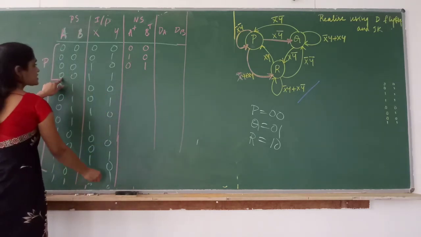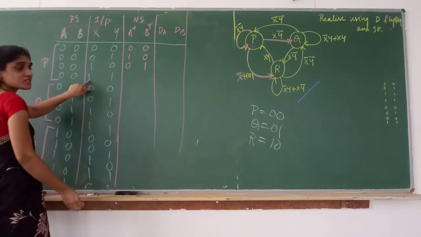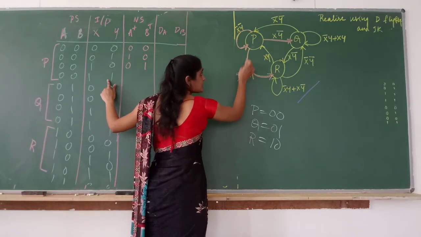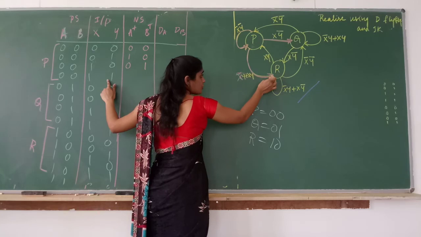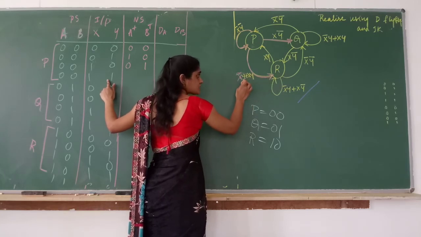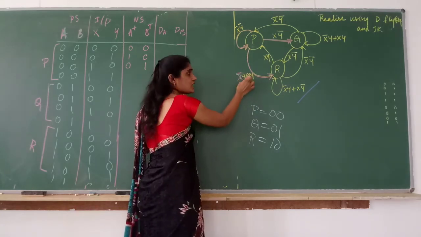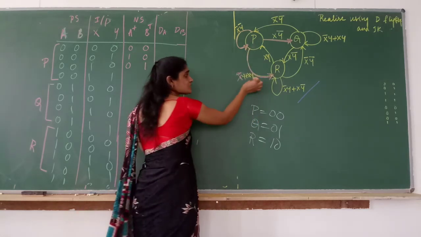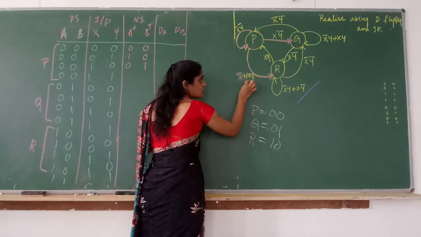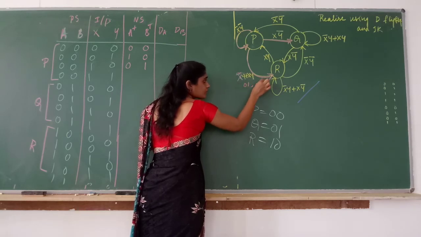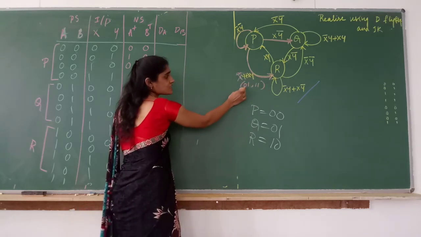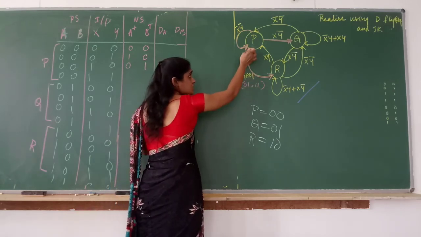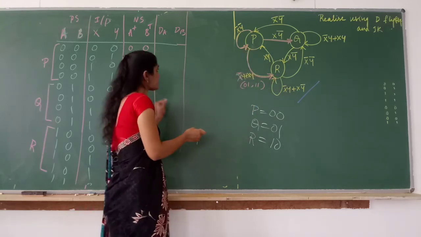If present state is P, if x is 1, y is 1. X, y. See here they have put plus x, y. That means transition from P to R for both the conditions. When x is 0, y is 1. When x is 1, y is 1. Otherwise, they can write this like this also. 0, 1, comma 1, 1. This also indicates when x is 0, y is 1. When x is 1, y is 1. For both the conditions, transition from P to R.